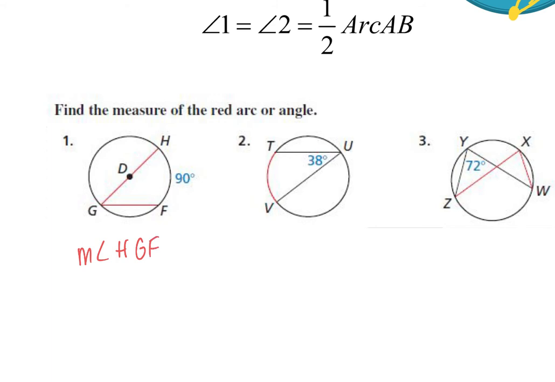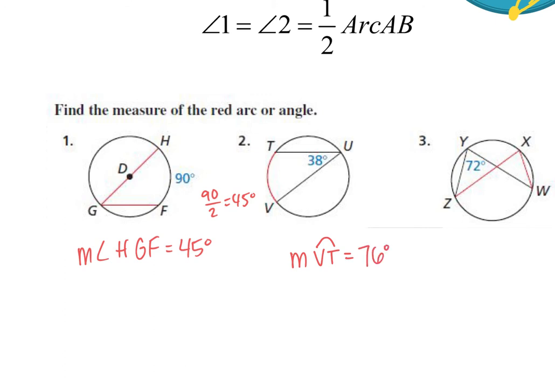Emma? 45. Why? Good. You take 90 divided by 2 and you get 45 degrees. Very good. Okay? What would be the measure of the arc VT? Mariana?